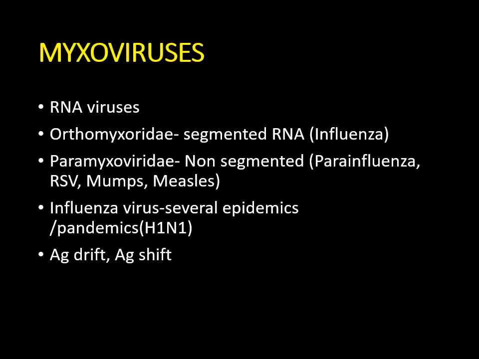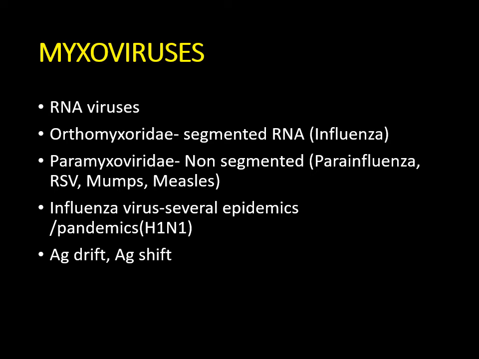Then comes the myxoviruses group. These myxoviruses are RNA viruses. Two main groups come under this: orthomyxoviruses and paramyxoviruses. The orthomyxoviruses are segmented viruses. They are RNA viruses, but they have segments. Because they are segmented, they have the chances of reassortment.